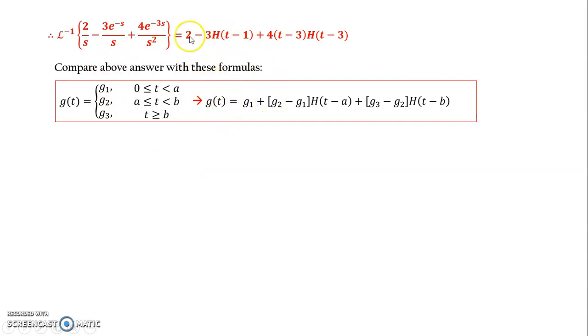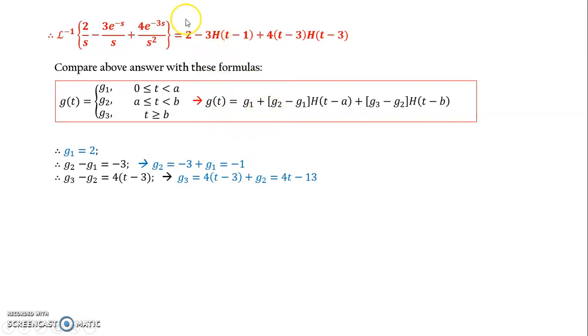Based on the comparison, g1 is equal to 2. So g2 minus g1 is equal to negative 3, so g2 is equal to negative 3 plus g1. g1 is 2, so finally I have negative 1. Then g3 minus g2 is equal to 4 multiplied with (t minus 3), so g3 is equal to 4t minus 12 plus negative 1, which is 4t minus 13. So a is equal to 1, b is equal to 3.